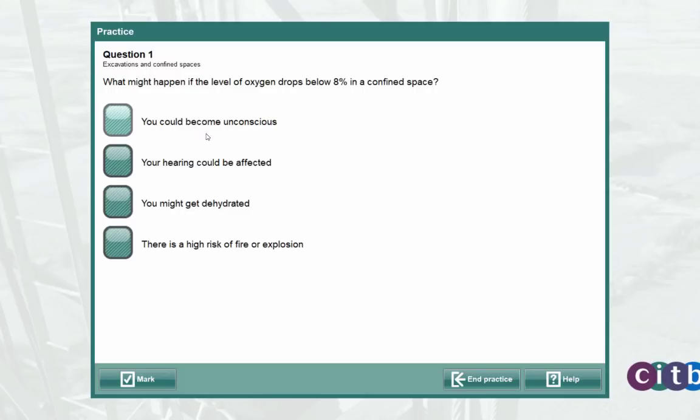What might happen if the level of oxygen drops below 8% in a confined space? You could become unconscious. Your hearing could be affected. You might get dehydrated. There is a high risk of fire or explosion.